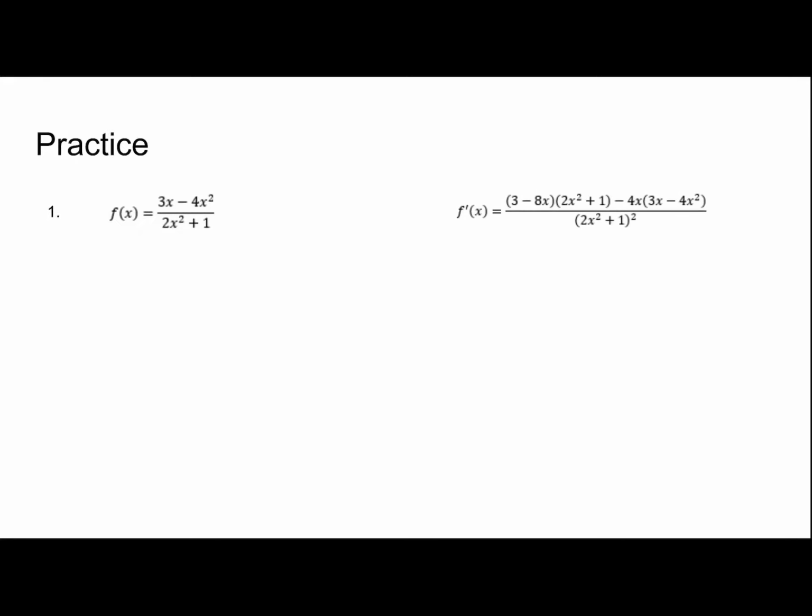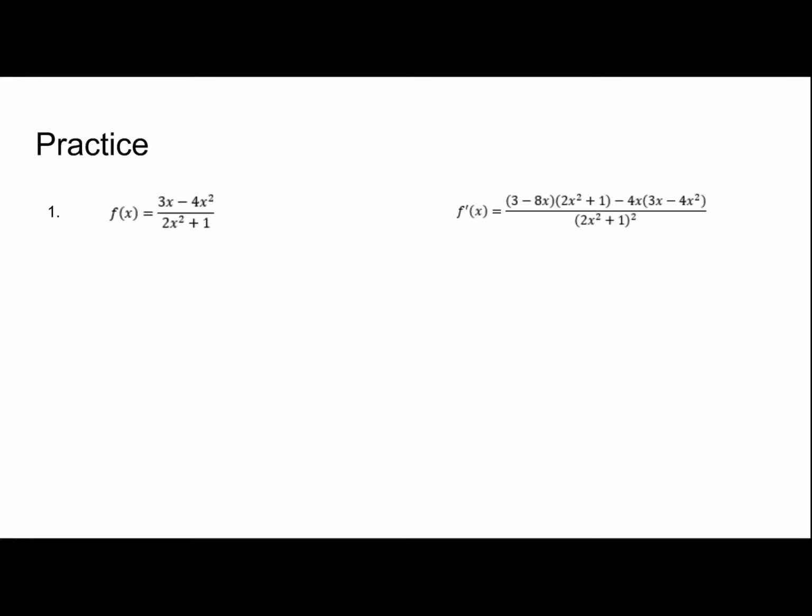Alright, so in this case, we should get our f dash of x as (3 minus 8x) times (2x squared plus 1) minus (4x) times (3x minus 4x squared), over (2x squared plus 1) squared. So the derivative of our numerator is 3 minus 8x, and the derivative of our denominator is 4x. Our first part of the equation is the derivative of our numerator, which is 3 minus 8x, multiplied by the non-derivative of our denominator, which is 2x squared plus 1.